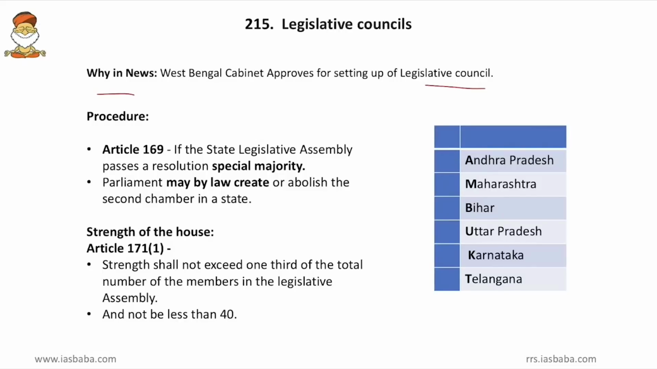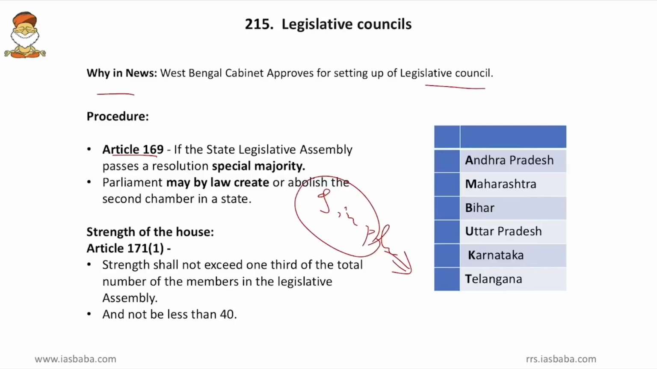Now, what are the constitutional provisions for the legislative council? As per Article 169, if the state legislative assembly passes a resolution with a special majority, and the special majority has to be taken care of here, the resolution has to be passed with a 2/3 majority of the house present and voting, and more than 50% of the total membership of the house. Once the resolution is passed in the state assembly, it is taken up by the parliament, and if the parliament passes the same resolution with a simple majority, then the legislative council stands established.